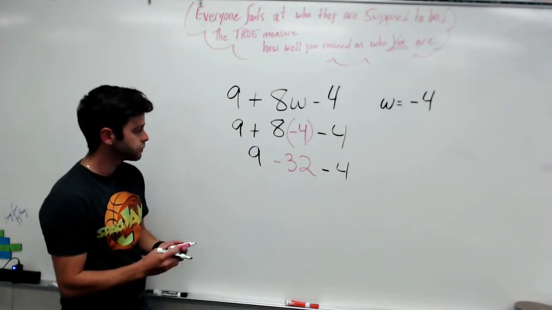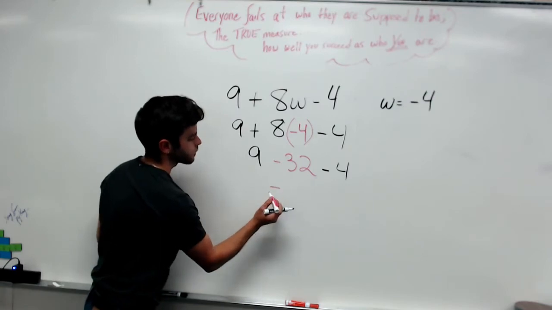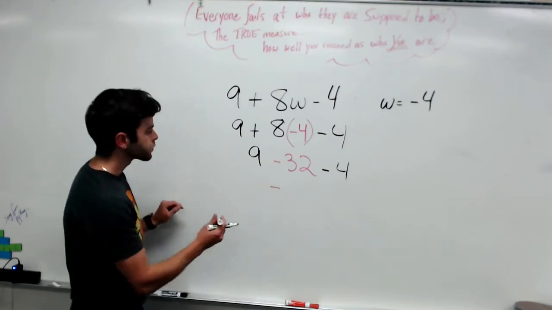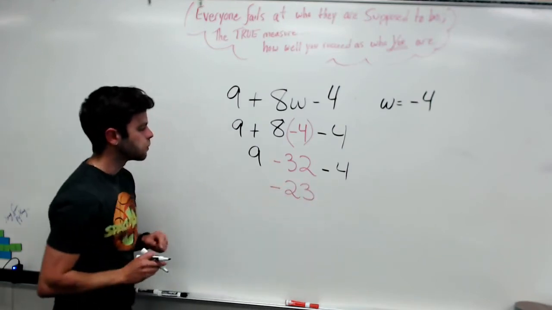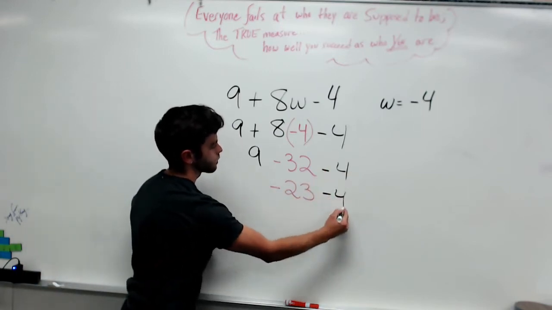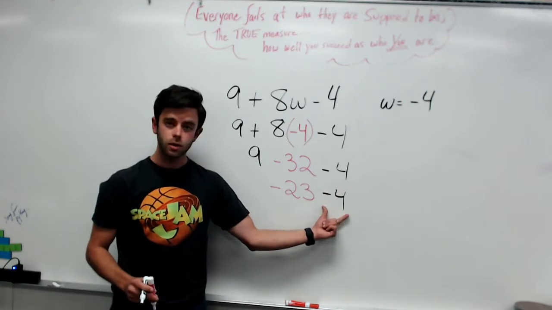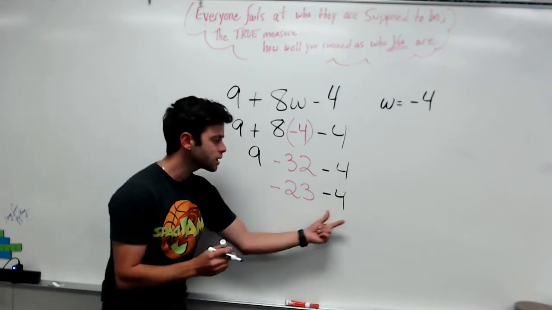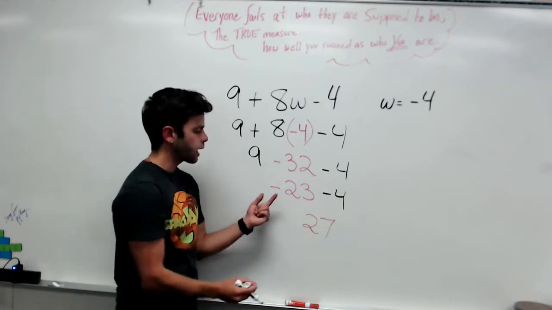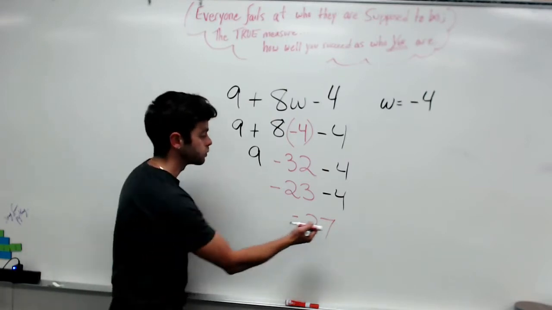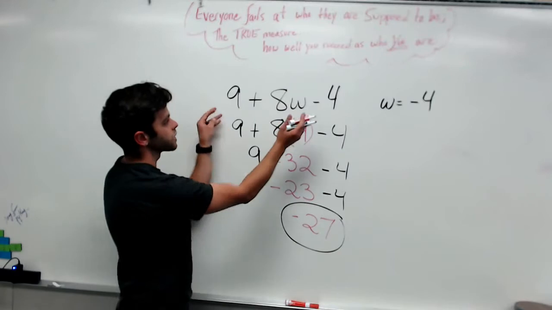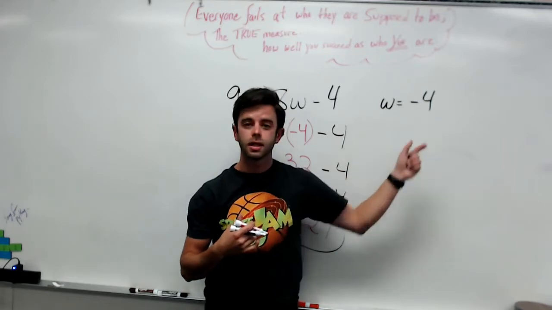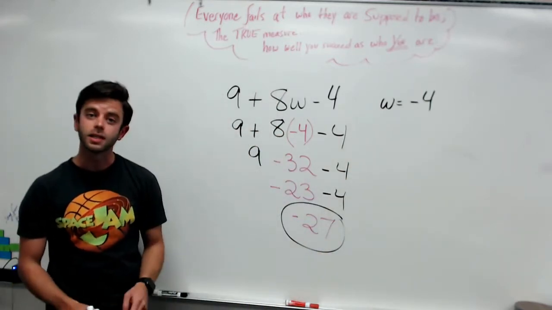9 minus 32 is going to be a negative, because remember, different signs, we subtract them and take the sign of the bigger number. So it's going to be -23. Bring down everything else. Now I have -23 minus 4. Remember, same sign when adding and subtracting, we add them together. So 23 plus 4 is 27, and then we just keep that sign. Boom. That's our answer. So when we have this expression and W equals -4, it would be -27.